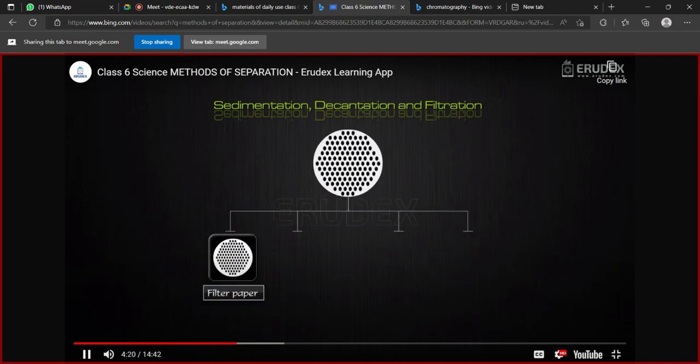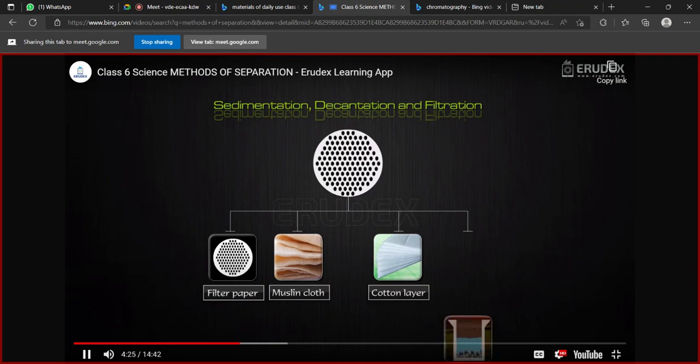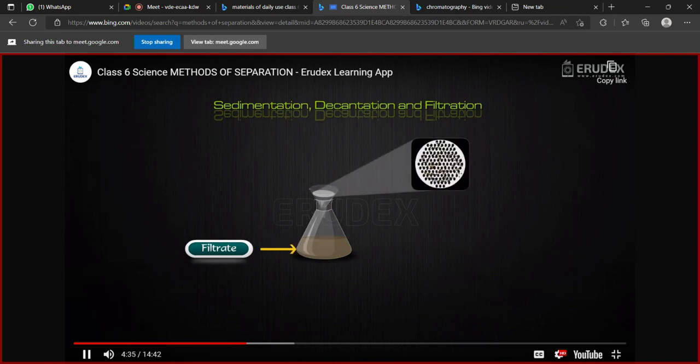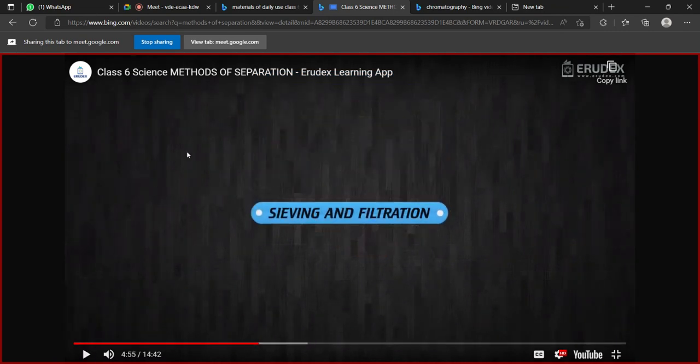A filter can be filter paper, muslin cloth, cotton layer, layer of sand, etc. The clear liquid collected after filtration is called as filtrate. The suspended component left behind in the filter is called as the residue. Example: fruit juices are filtered to separate the seeds and pulp particles using a muslin cloth.